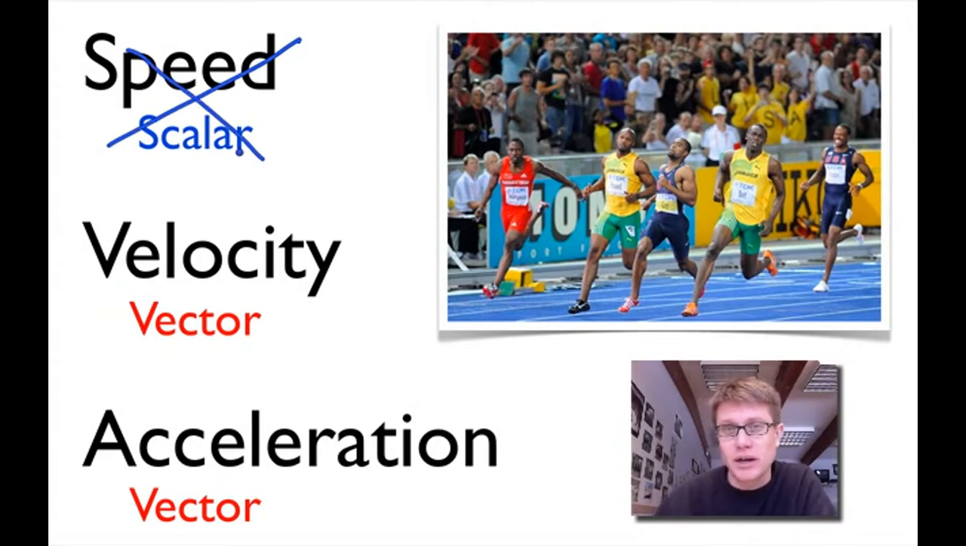And you've used speed your whole life. You say my car can go 20 miles an hour, or my car can go 200 miles an hour, and we're talking about speed. It's a scalar quantity, and if you don't really know what a scalar quantity is, make sure you watch the video on that. But velocity and acceleration are vector quantities, and so they include not only the magnitude, but also the direction at which velocity or position might be changing over time.